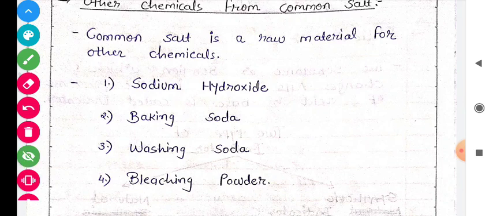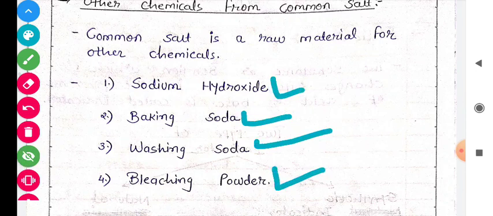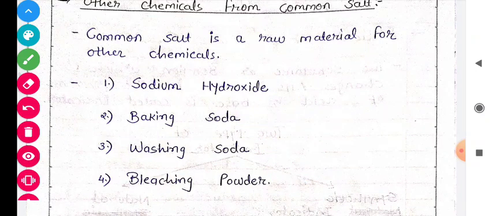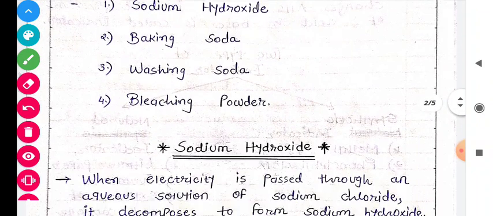First is sodium hydroxide, baking soda, washing soda, bleaching powder. So these are the 4 other chemicals that are derived from the common salt. यानी कि ये जो 4 प्रकार के salt है पाउडर फॉर्म में, इसे कॉमन सॉल्ट में से डिराइव किया जाता है. So let us discuss in detail the first kind of salt, sodium hydroxide.